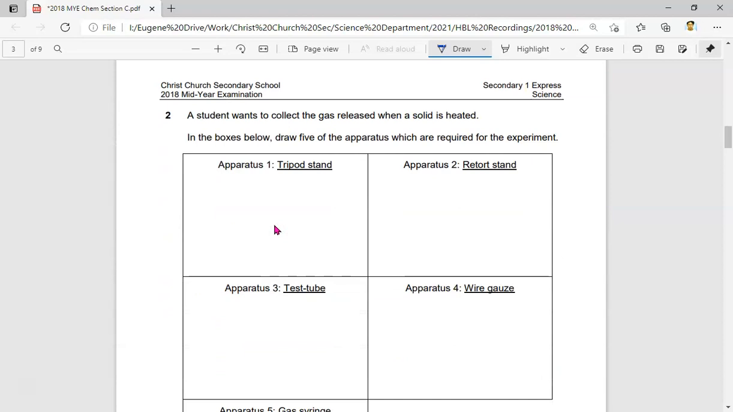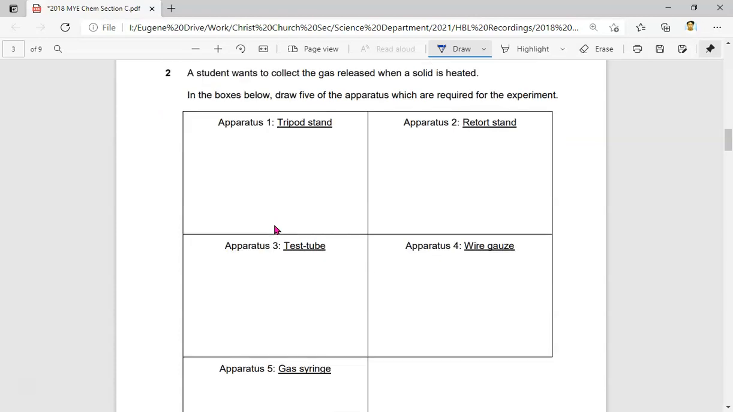Okay, question 2. Students want to collect the gas released when a solid is heated. In the boxes, draw 5 of the apparatus which are required for the experiment. So this one is to draw the apparatus. So for tripod stand, this is your ruler. Okay, I'm using freehand now, but I also use a ruler. Okay, so this is a tripod stand. Alright, let me draw this more accurately.